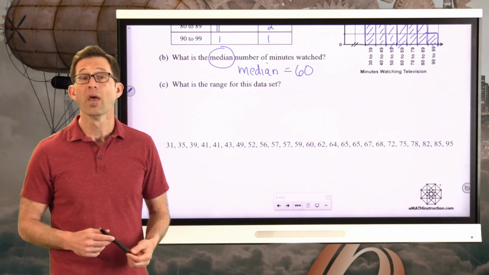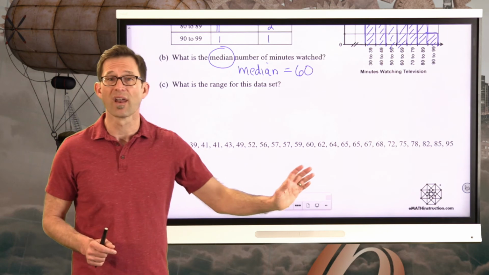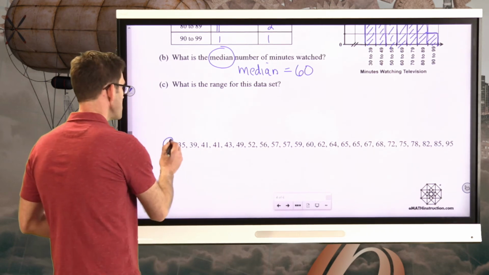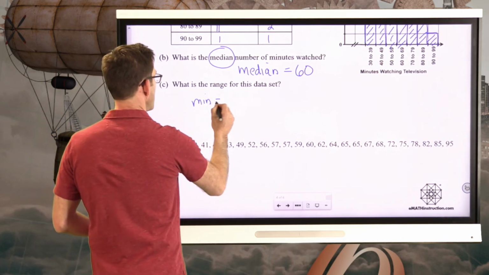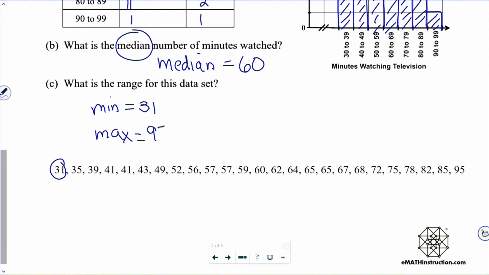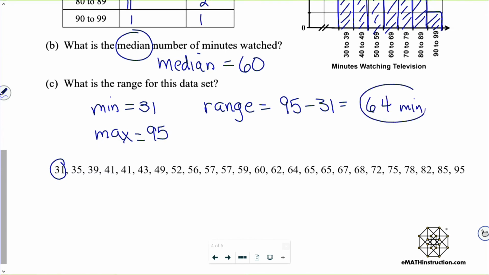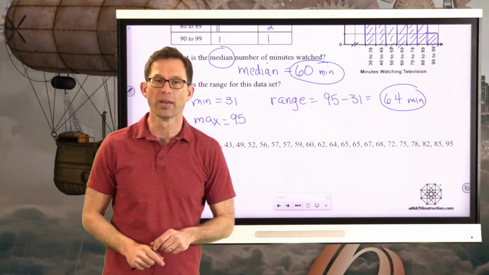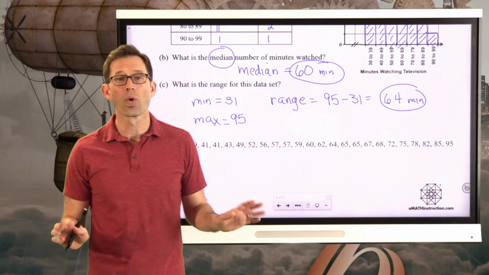Well, it's pretty simple, especially when data is arranged in this nice ascending order, because the minimum is 31, the maximum is 95, and so the range is 95 minus 31, or 64 minutes. And I'm going to throw units on that, because there are units on things like measures of center and measures of spread. So that's even more informative.